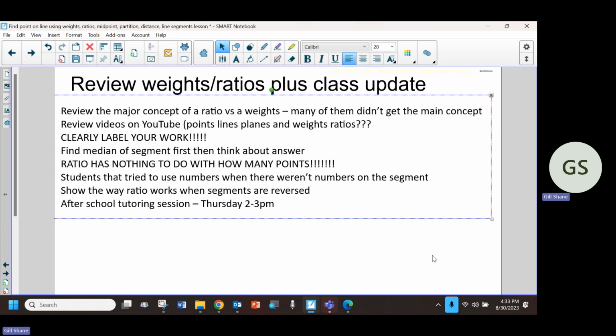So I'm going to do a quick video. I'm also going to do a couple of updates, just general stuff, so that I don't have to spend as much time in class. First, though, I've got to go over the main concept behind ratios and weights, and the biggest mistake that I'm seeing. If I give you a ratio, and it's 3 to 1, we'll say.